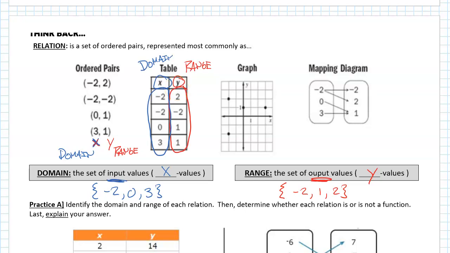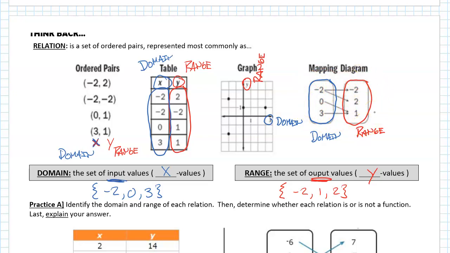In a graph, if we remember from Algebra 1, the x-axis goes side to side, so our domain values come from there, and our y values come from the y-axis, which goes up and down, so our range is vertical as well. From a mapping diagram, it kind of looks like the table, where our domain values are the first bubble on the left, and they map into our range values on the right.